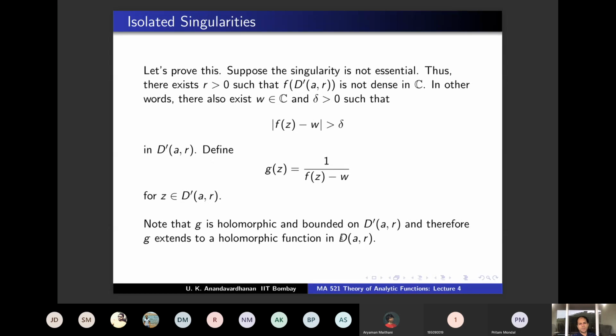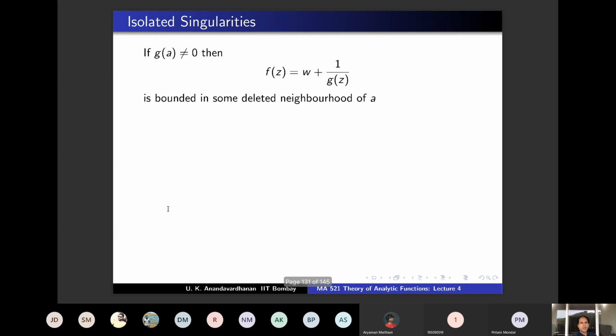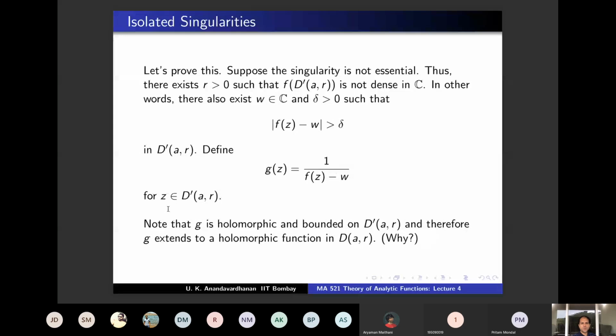Now it is not a deleted neighborhood. Throughout the neighborhood, it is holomorphic. This is by that boundedness criterion for removable singularity. So g can be extended. There are two possibilities: either g(a) is 0 or g(a) is not 0. You have already extended it, so g makes sense at a.